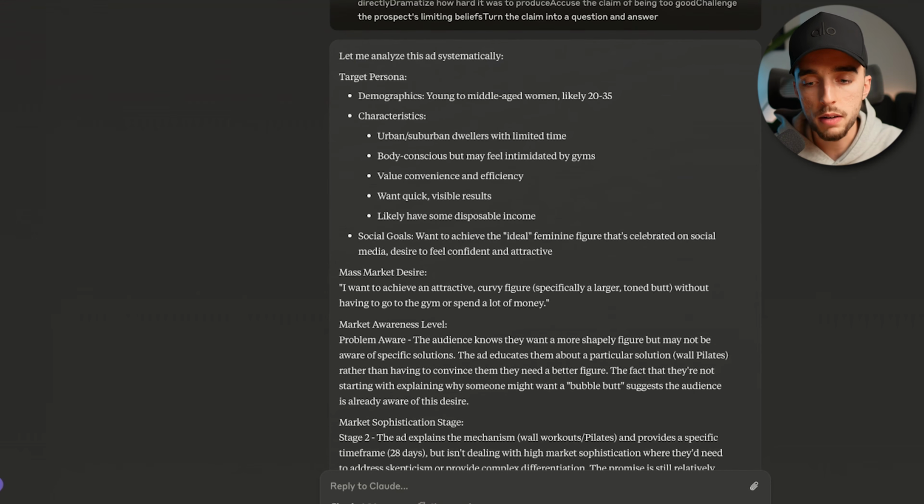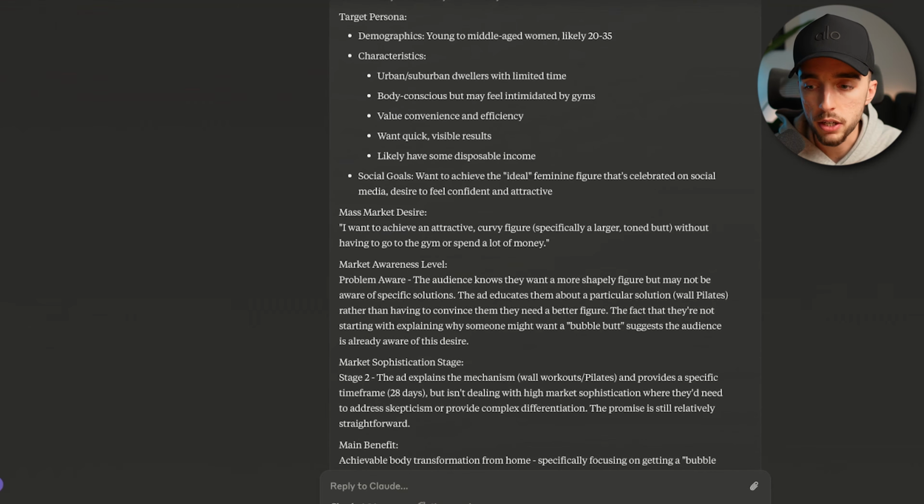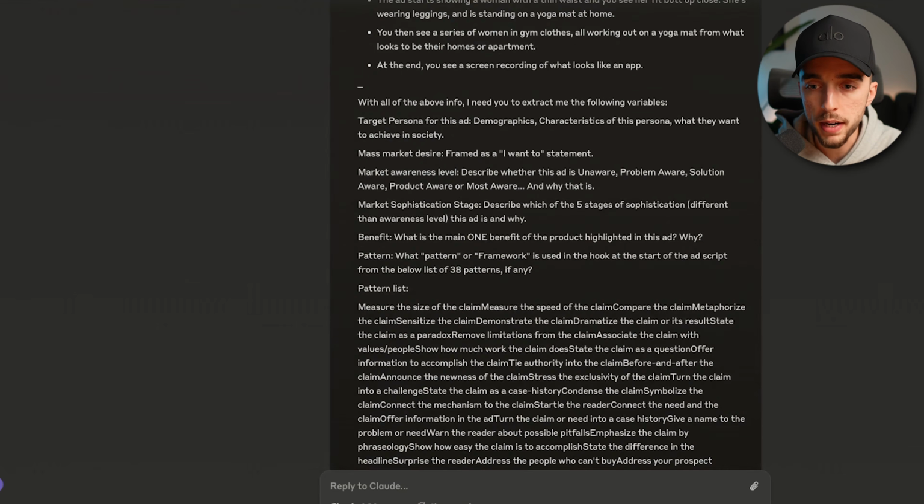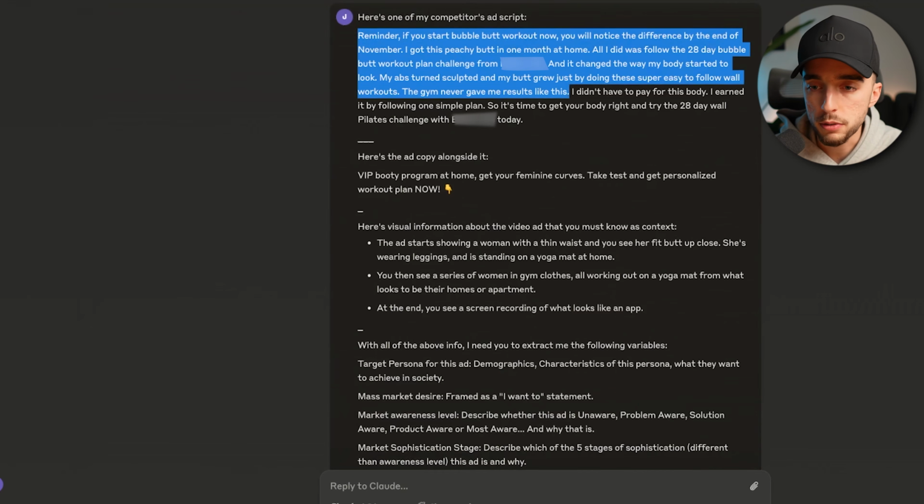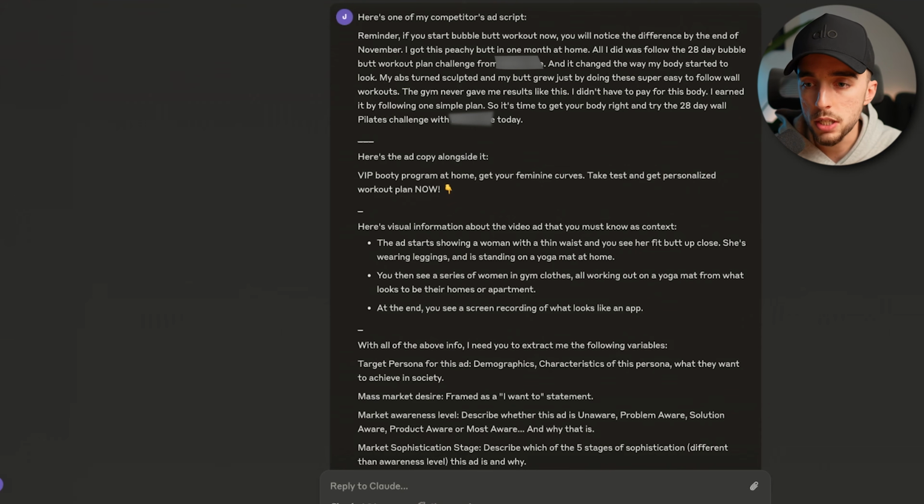Market awareness level: the audience here knows they want it more cheaply figured, but may not be exactly aware of specific solutions. That one, I'd probably say I'm not sure, because if I read the script with you, which is this: Reminder, if you want to start a bubble butt workout now, you will notice a difference by the end of November. I got this peachy butt in 1 month at home. So again, we're talking about fast results.